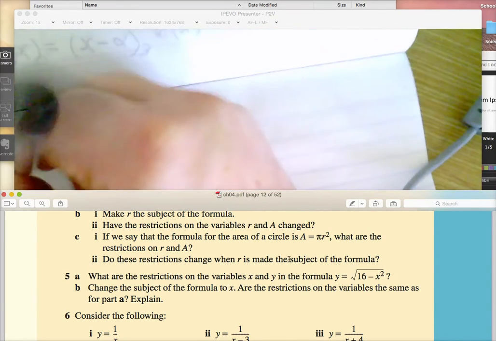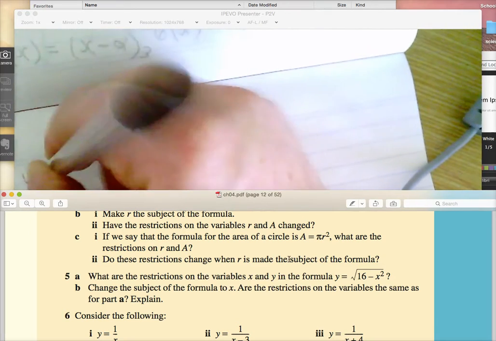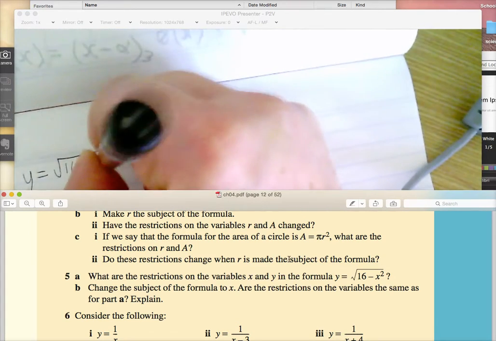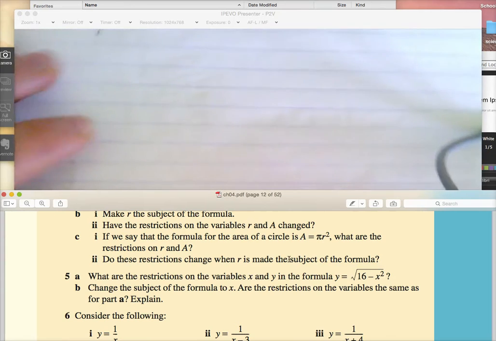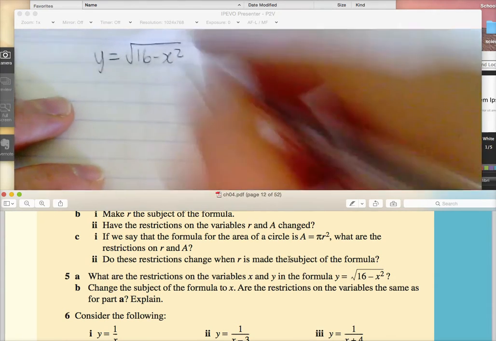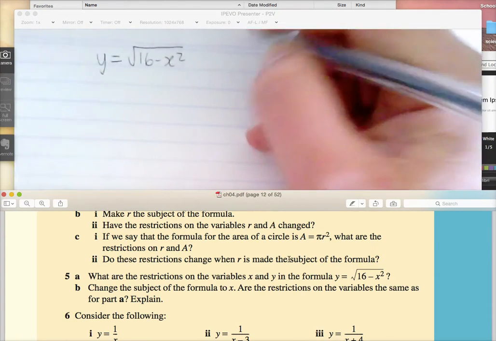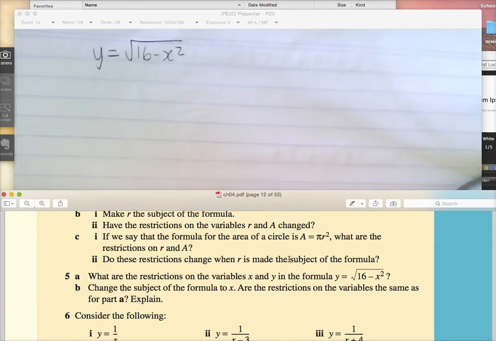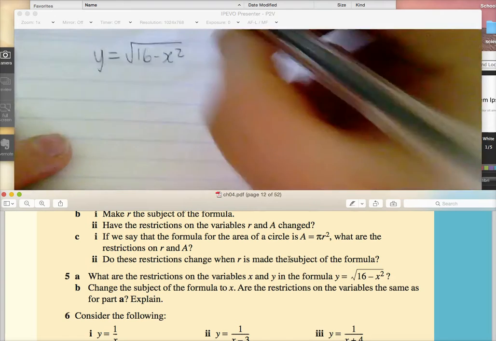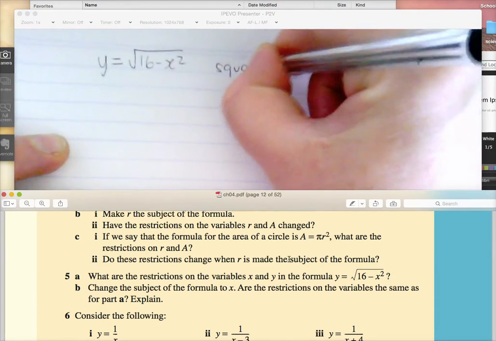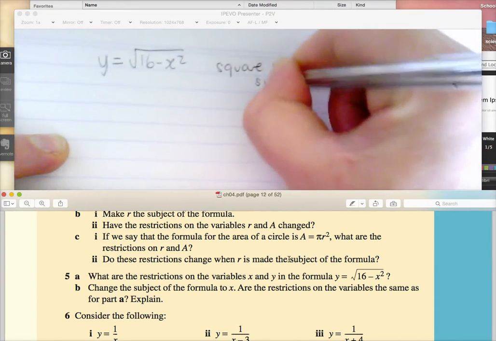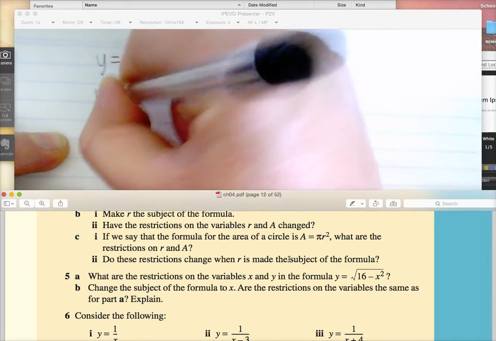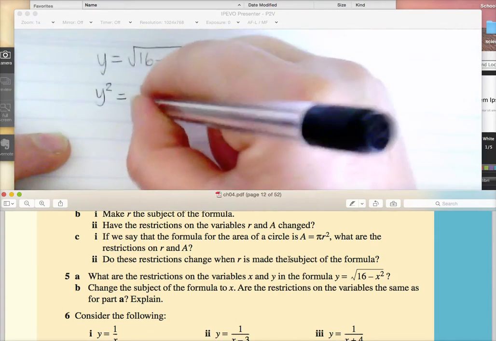5B. Girls, y equals the square root of 16 minus x squared. If I change the subject of the formula to x, what do I do? How do I change the subject? What's standing in your way here? That square root. So, square both sides. Girls, please. Miss, to square, x squared would be x to the power... No, you don't square the x. Oh, yeah, because we just get rid of the square.